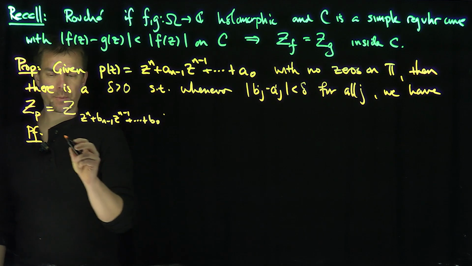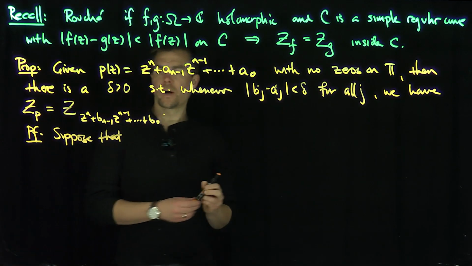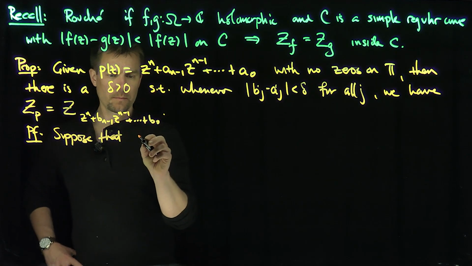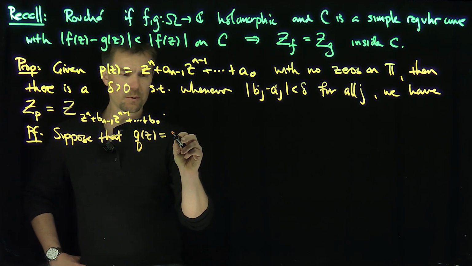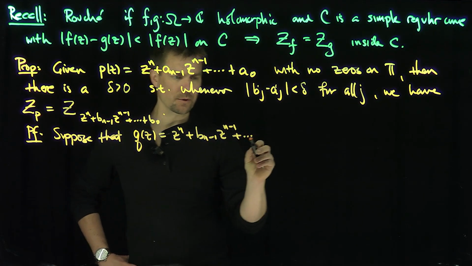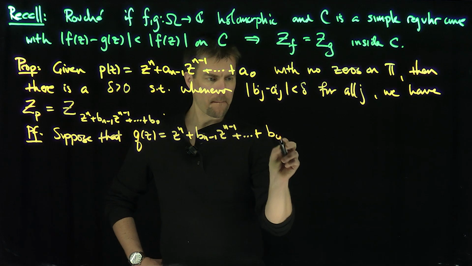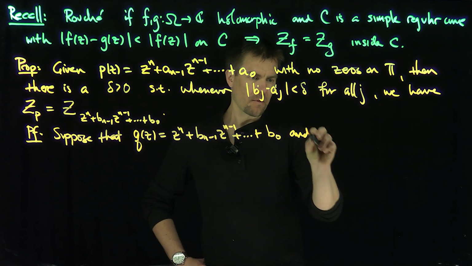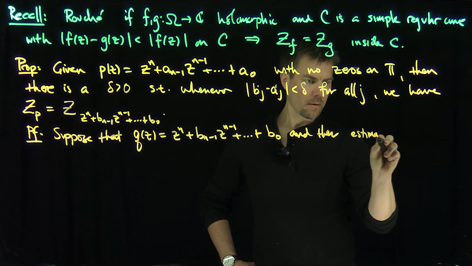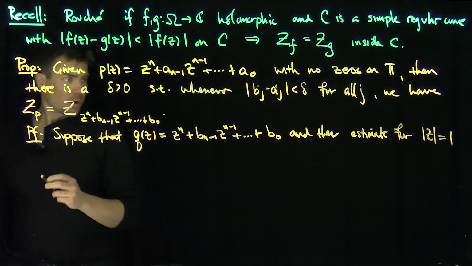Let's consider Q(z) = z^n + b_{n-1} z^{n-1} plus all the way down to b_0. And then estimate for |z| = 1. So what do we have for |z| = 1?